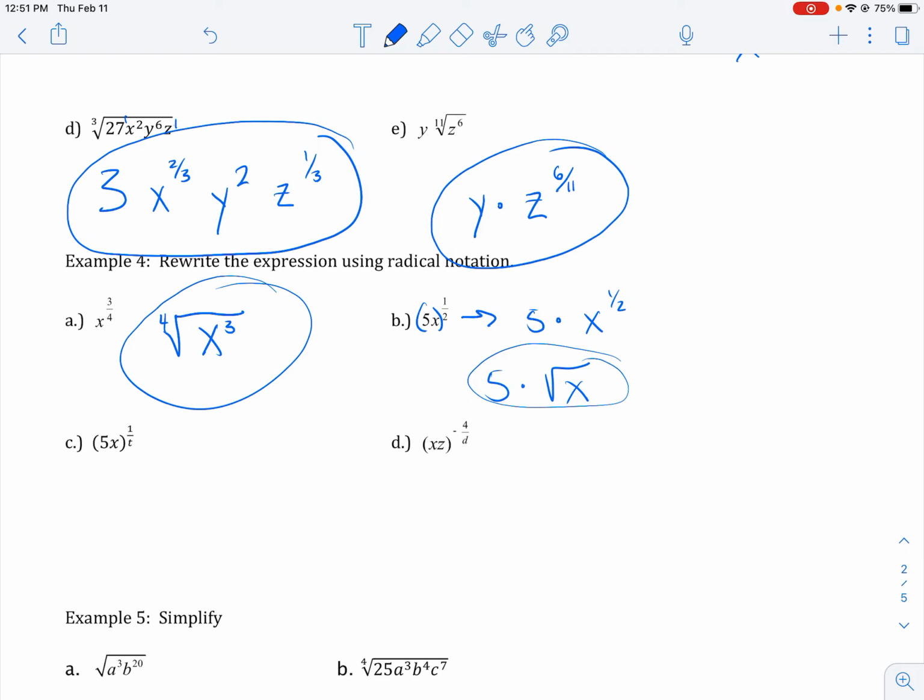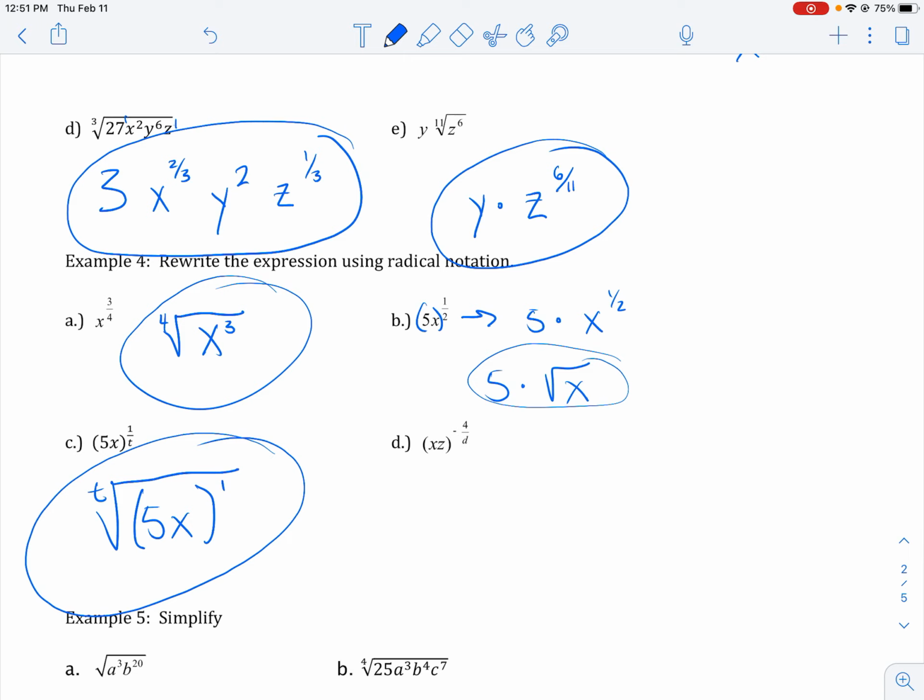Okay, how about the guy down below here? All right, so this 5x is being raised to this 1 over t power. So put the 1 on the inside, t goes on the outside, and if you don't like that 1 there, go ahead and take it off. But I'm going to leave it there just for learning purposes.